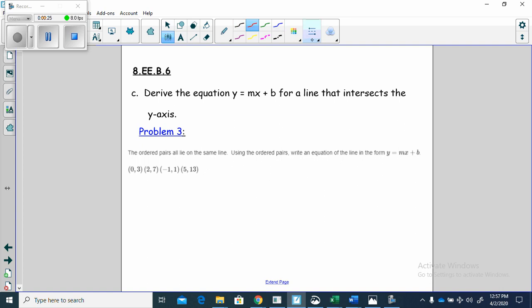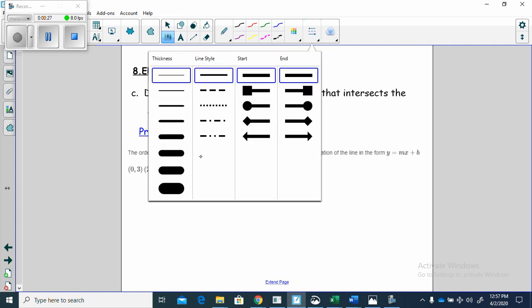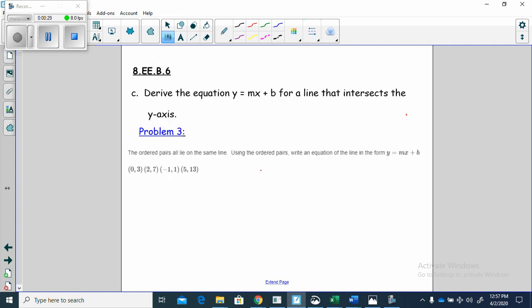Okay, let's get our line here. We're going to start with y is equal to mx plus b. Okay, we don't really know what b is unless you look at this here. We've often talked about b being the y-intercept, the point 0, b, which means 3 is your y-intercept, 3 is your b. If you're not sure, you should plot a couple of the points and see.